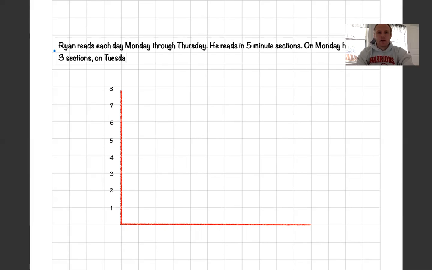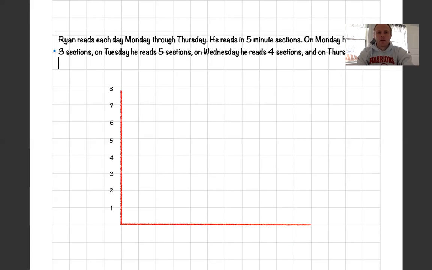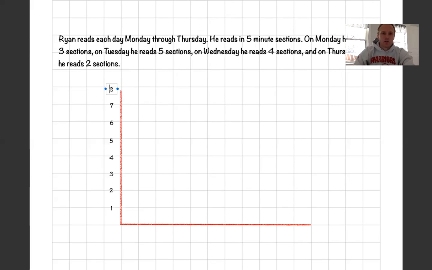On Tuesday, he reads 5 sections. On Wednesday, he reads 4 sections. And on Thursday, he reads 2 sections. Okay, so I'm gonna have to change these numbers over here. I have to actually figure out how many minutes he read each day. I don't wanna know how many sections he read, I wanna know how many minutes he read.